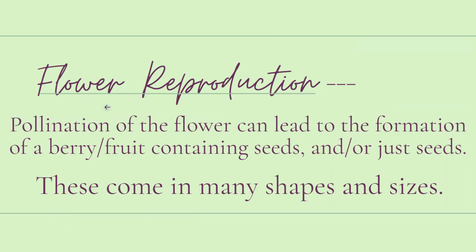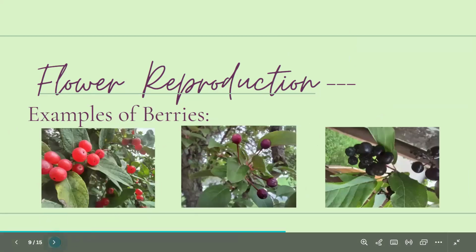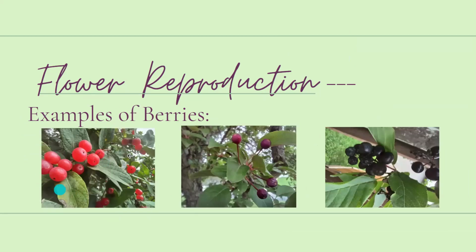So we already kind of brushed on this a little bit. The pollination of the flower can lead to the formation of a berry or a fruit that contains seeds, or just seeds themselves. And this comes in many different shapes and sizes, which we have a few examples here. Examples of berries. These are honeysuckle, so they're nice and plump, and they're primarily water. These ones are thicker, and they are tougher to squish and to get the seeds out.